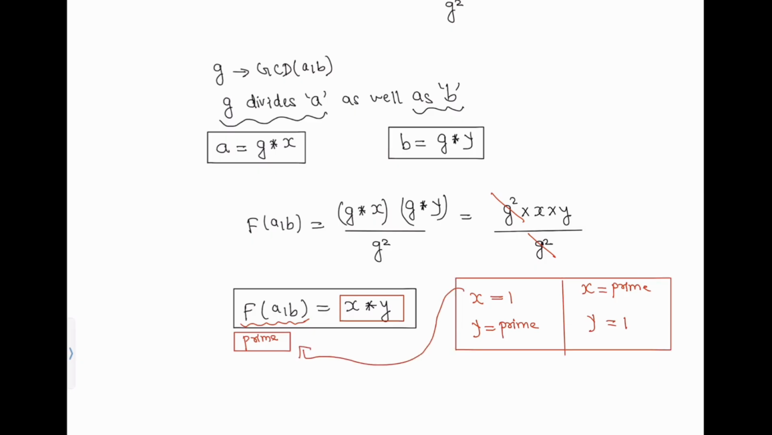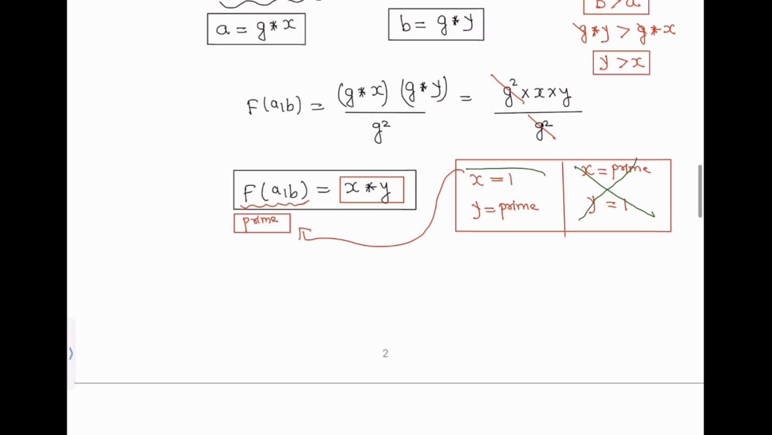And remember, we have been given that B was bigger than A, right? So that means that G multiplied with Y was bigger than G multiplied with X, which means that Y was bigger than X. So if Y is bigger than X, then this second case that we thought of is wrong, right? Because we can't say Y is 1 and X is some other prime number, because even the lowest prime number is 2. X cannot be bigger than Y based on this condition. So this automatically cancels off. So we just have to find such pairs where X is 1 and Y is prime.